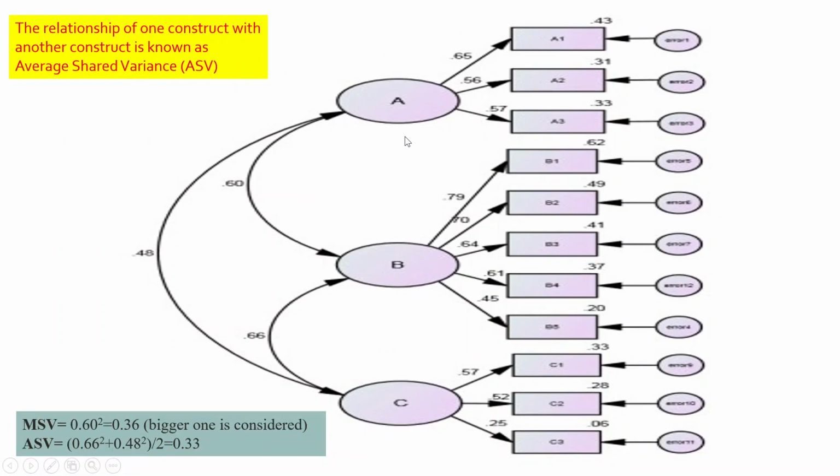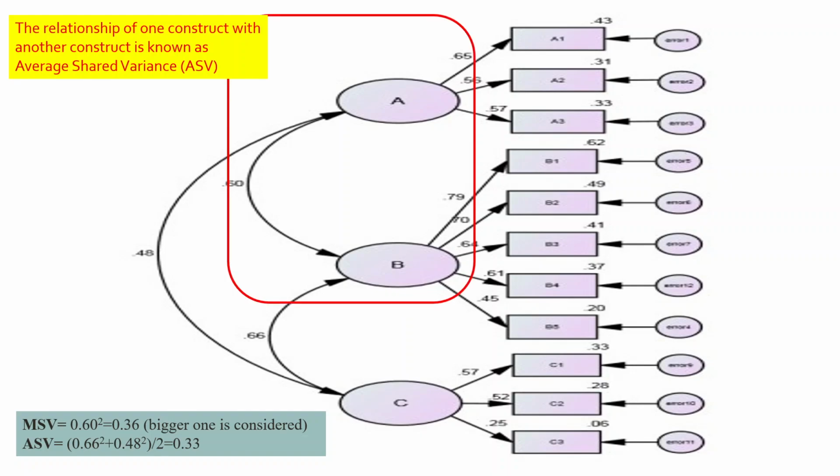The relationship of one construct with another construct is known as average shared variance. So for the maximum shared variance, there are two arrows going inside A. One is 0.6 and another is 0.48. You have to take the bigger one. So if you take the square of this, it is 0.36, the maximum shared variance. Average shared variance is 0.60 square plus 0.48 square divided by 2.